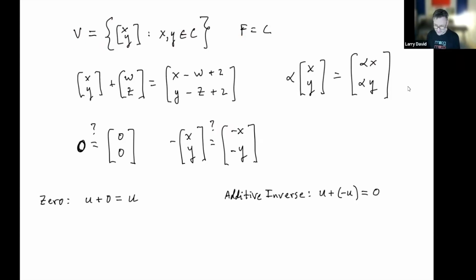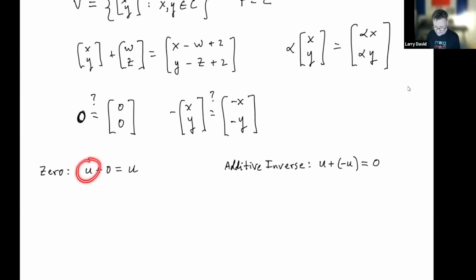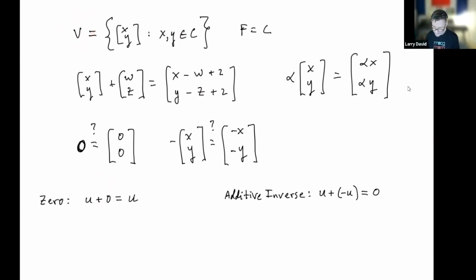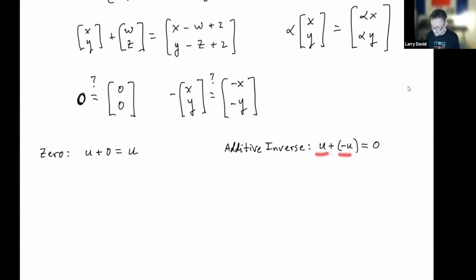All right, well, in particular, let's look and see what the zero vector would be. Remember, the zero axiom says that if u is a vector in V, u plus the zero vector has to be equal to u for every vector in V. So for all u in V, we would say. And then the additive inverse axiom says that u plus the additive inverse of u, sometimes we say the opposite of u for short, has to be equal to the zero vector. Notice that the additive inverse refers to the zero vector. So we have to know what the zero vector is before we can check the additive inverse axiom.